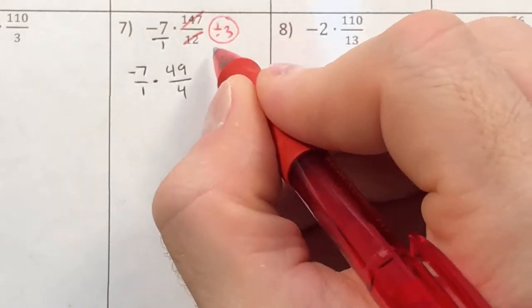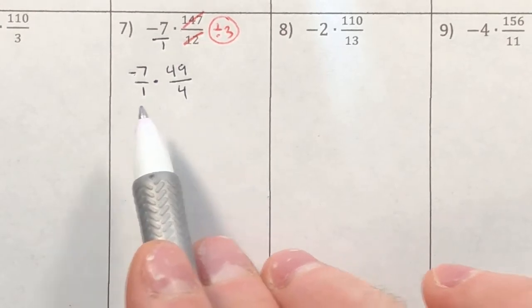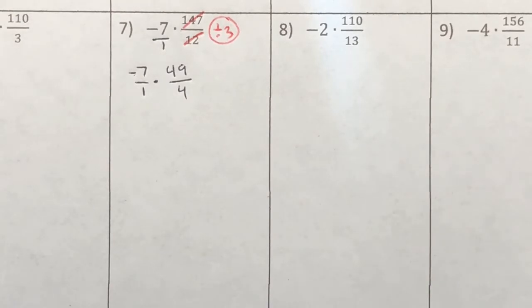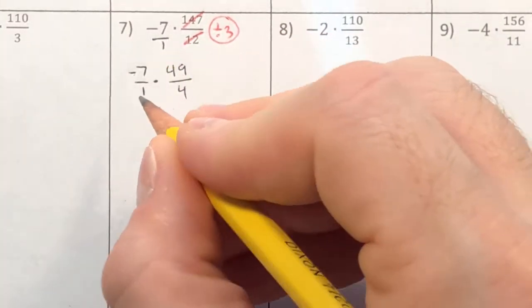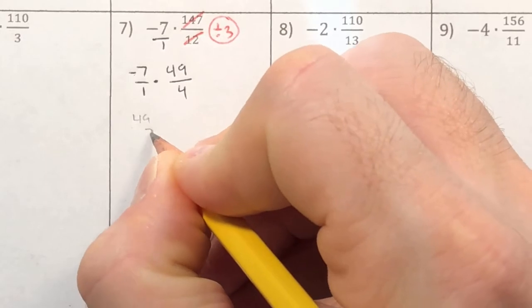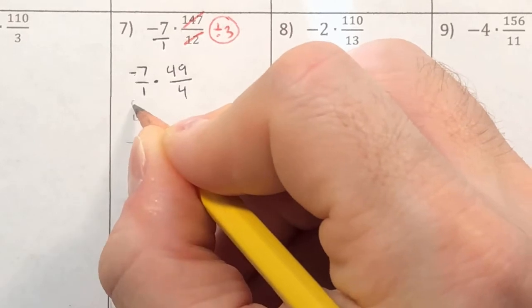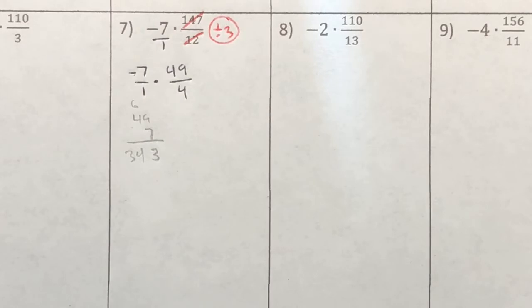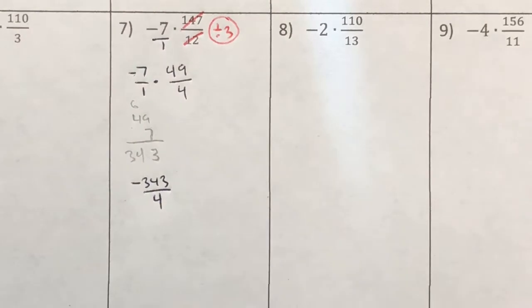Just so we can visually see, I divided both those by 3 and I got 49 over 4. Now, this is a lot easier to work with because now I'm taking 7, multiplying it times 49, not times 147. So let's go ahead and do that. I don't know what that multiplied is off the top of my head. So 49 times 7, 9 times 7 is 63. Carry the 6, 28. Makes 34. Okay. So we are left with the problem of negative 343 over 4.